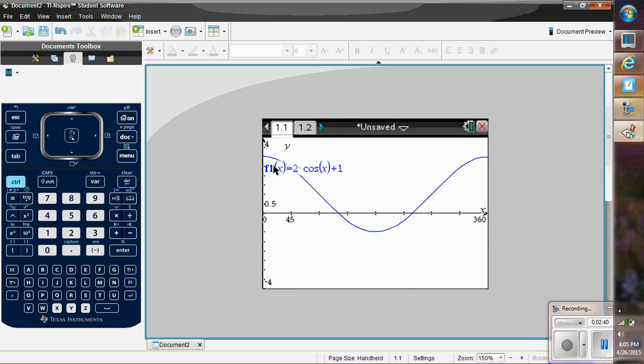When we look at this, we see that we have one complete cycle of 2 cosine of x plus 1. And if you remember, we already knew how to do this even without a graphing calculator. This means that this is the cosine graph with an amplitude of 2 and a vertical shift of 1.